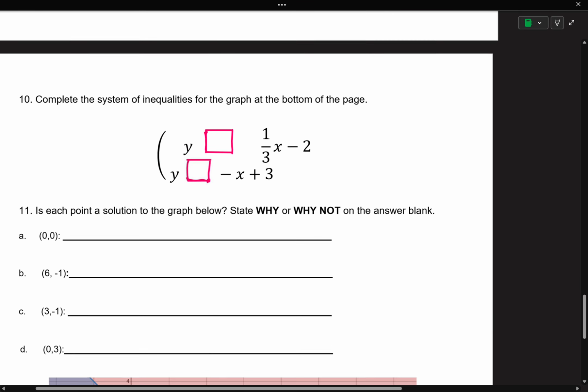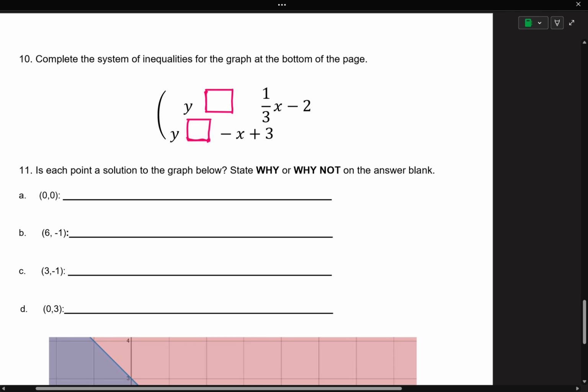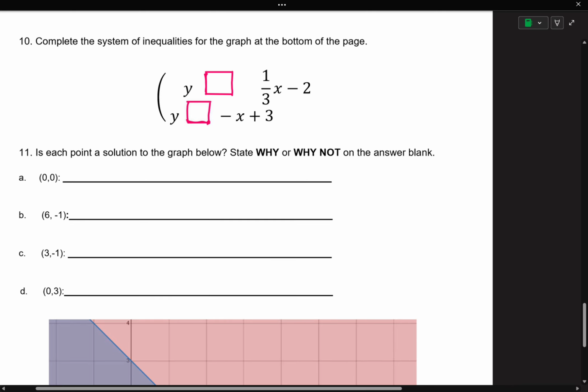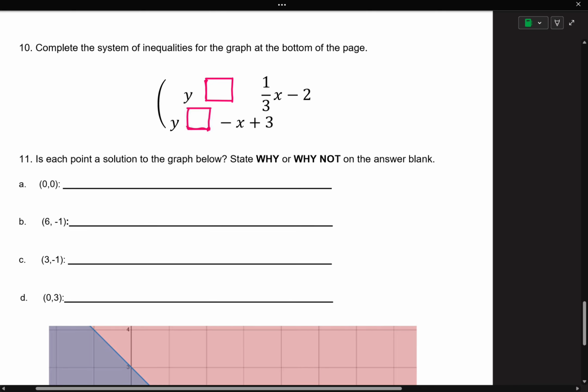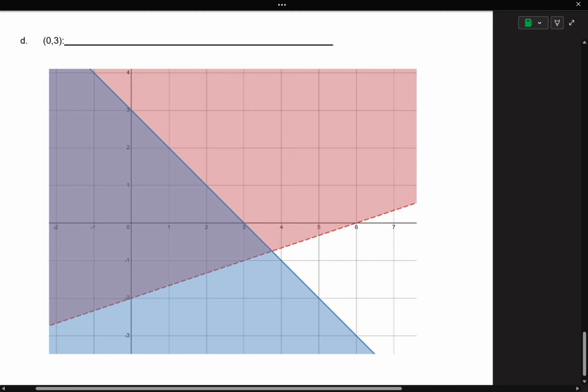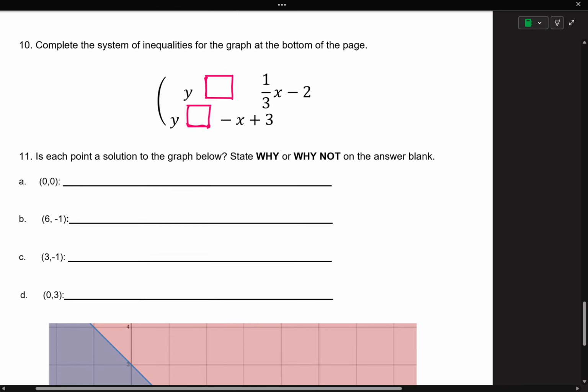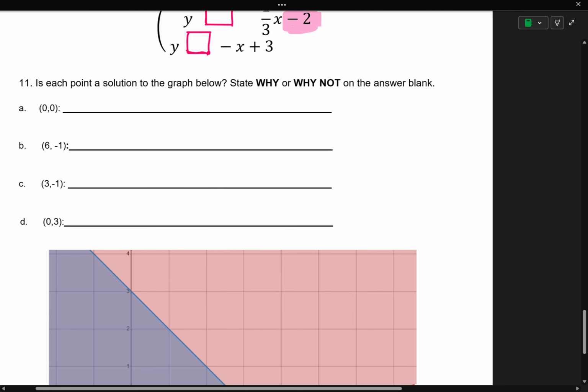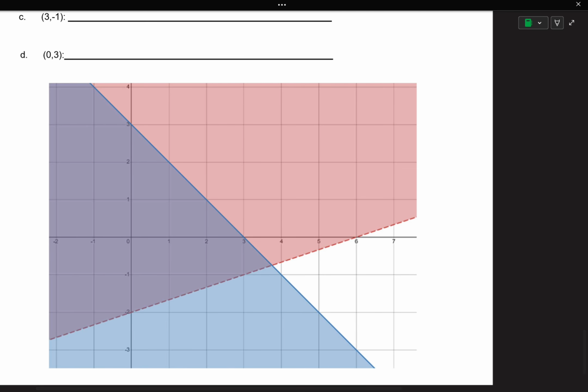Number 10, let's complete the system of inequalities for the graph at the bottom of the page. All right, this is what I do when I look at this. For you, on your page, this is going to look different. You're going to have a light gray on the top and bottom and dark gray where it meets. Okay? The darker area is where things cross over. For the first inequality, I have a y-intercept of -2. So let's find -2. Here it is.